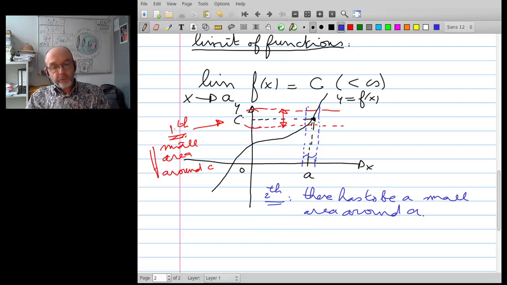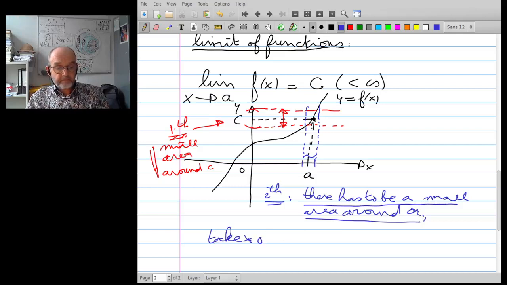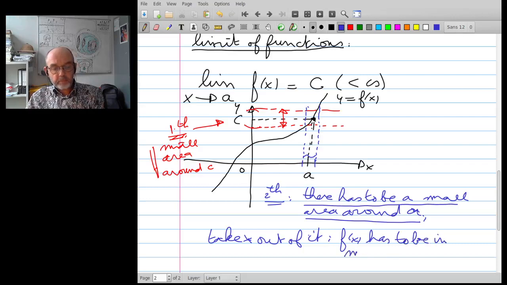So you look first to a small area around C, then you look if you can find a small area around A, so that if you take an x out of it, then the f(x) has to be in the small area of, I mean C.